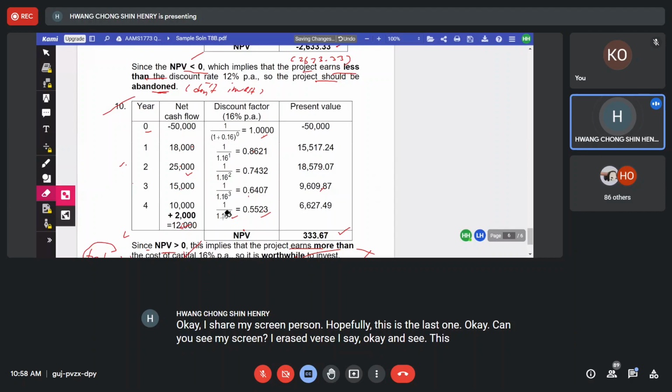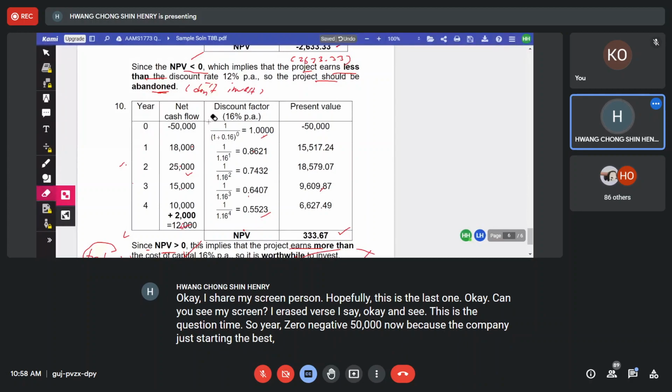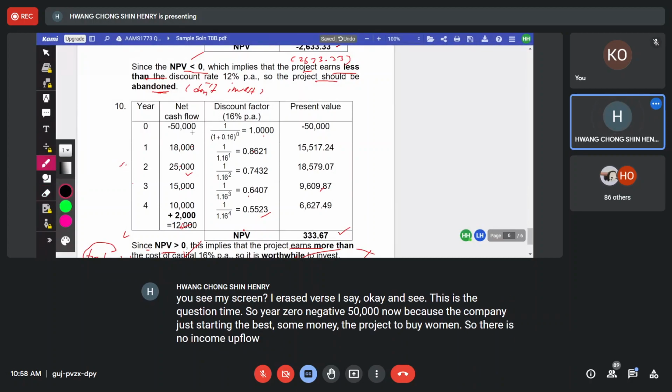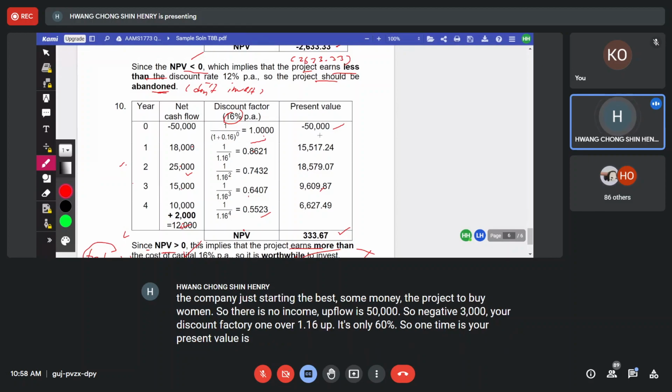This is question 10. So year 0, negative 50,000 now, because the company is just starting, investing some money in the project to buy equipment. So there is no income. Outflow is 50,000, so negative 50,000. Your discount factor rate is 1 over 1.16, which is 16%. So 1 times this, your present value is negative 50,000 now, year 0.